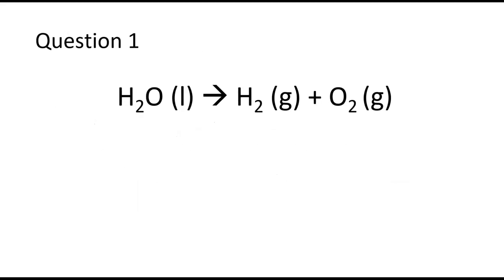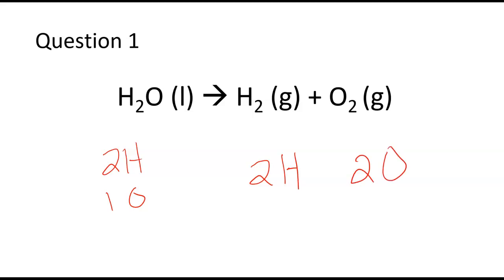So we have water, H2O, liquid, breaking down into hydrogen gas and oxygen gas. First, I need to determine the number of elements on each side. So as it's written, I have 2 hydrogens and 1 oxygen on the left. On the right, I have 2 hydrogens and 2 oxygens. Notice our oxygens don't match, so I need to have 2 oxygens to match my 2 oxygens on the right. So I'm going to just put a 2 here for my coefficient.